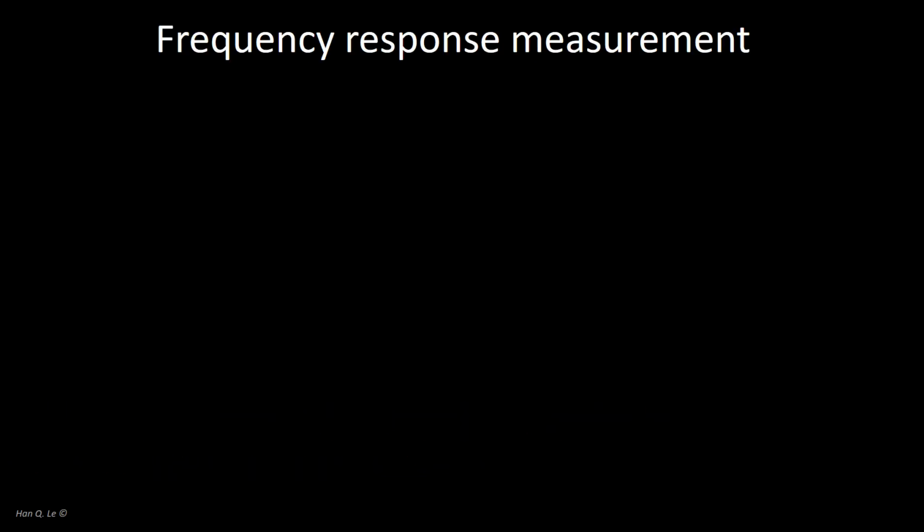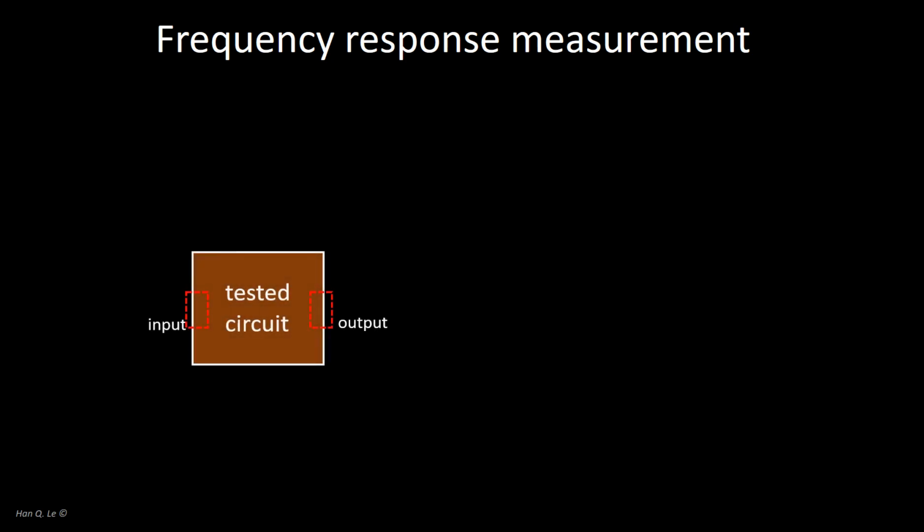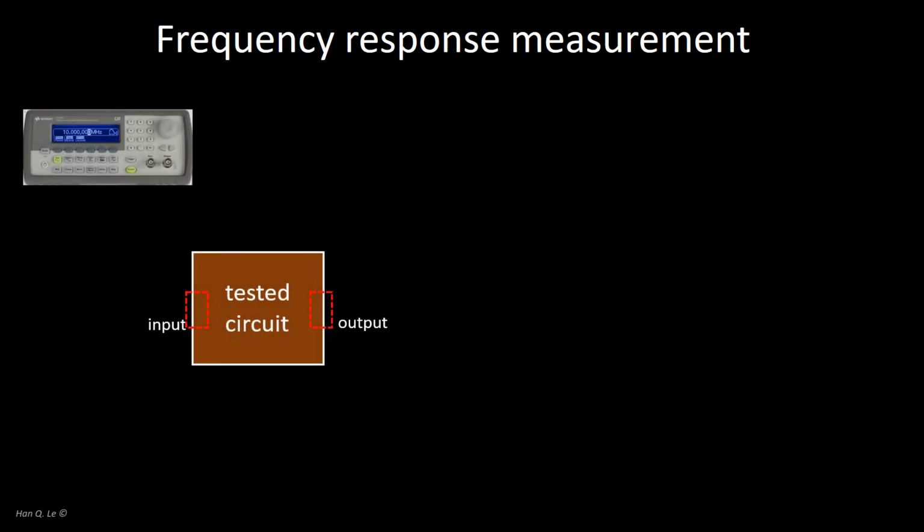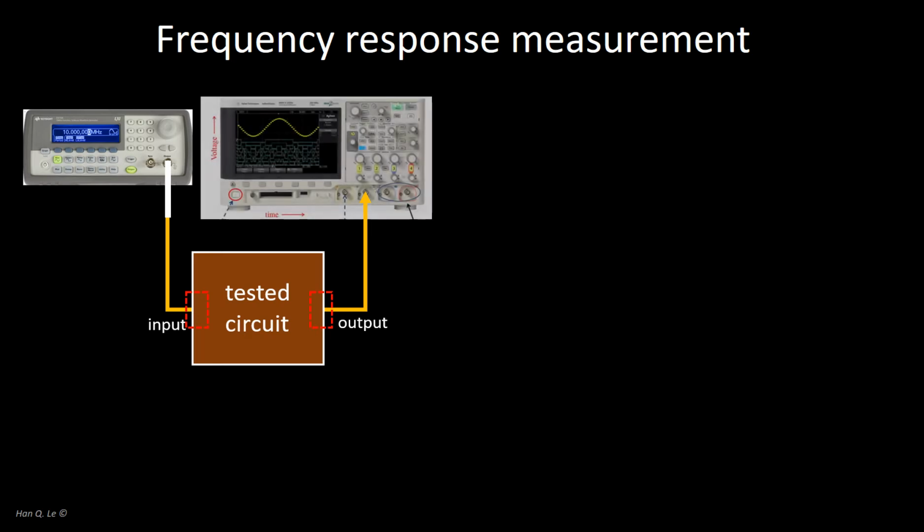This video describes the general concept of frequency response measurement that is relevant to all labs 4, 5, and 6. There is a circuit to be tested. A signal generator is used to generate a test signal, which is a sinusoidal wave of certain frequency and amplitude. The output of the circuit is measured with an oscilloscope.